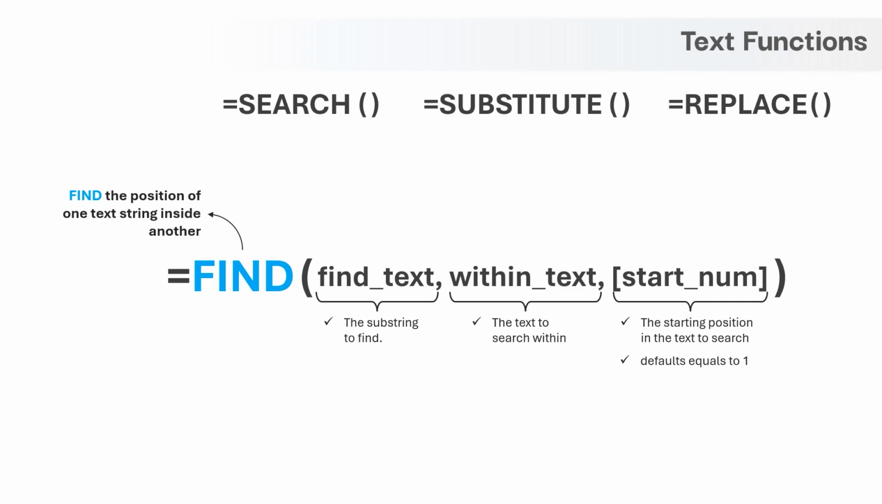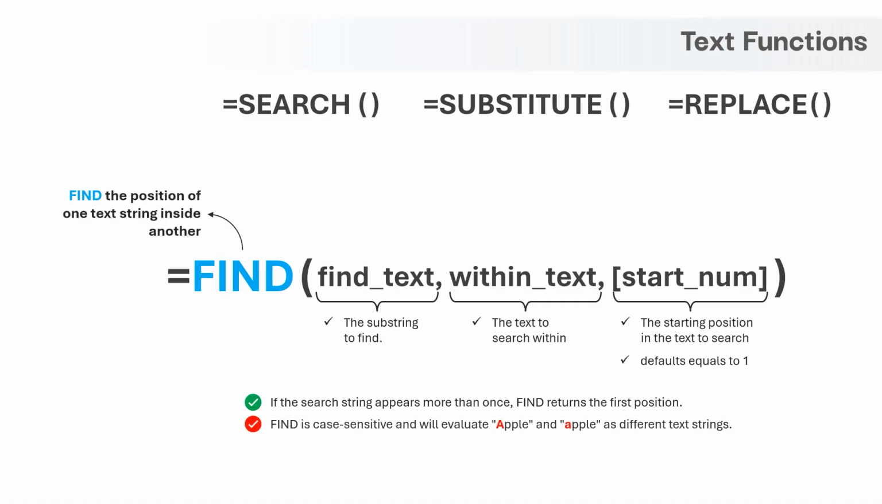By default, it searches from the first position. Few important points. Find function always operates from left to right. So, if the substring appears more than once, find function returns the first position. Find is case sensitive and will evaluate these two texts like Apple and apple as two different text strings. You can notice in either of the case, the first letter is in uppercase. Finally, find function does not support wildcards like asterisk, question mark and tilde while searching for the substring.